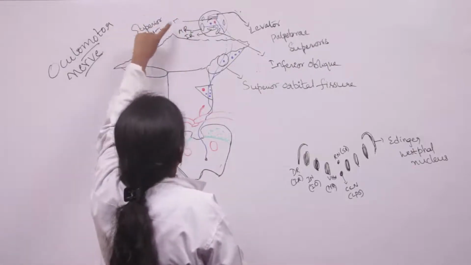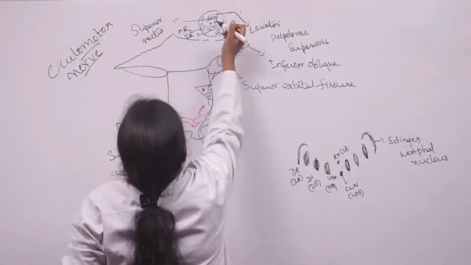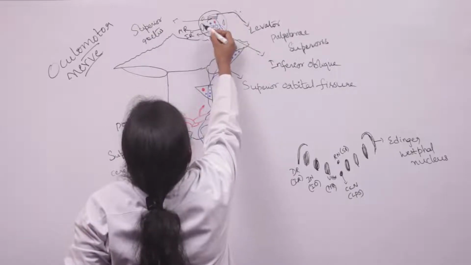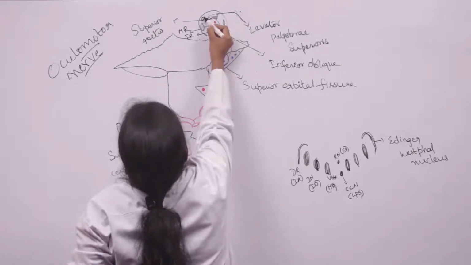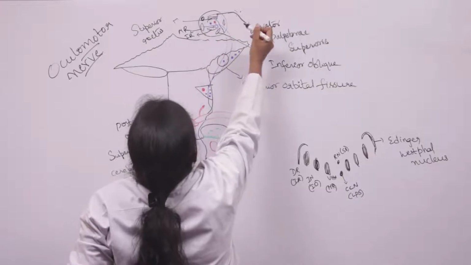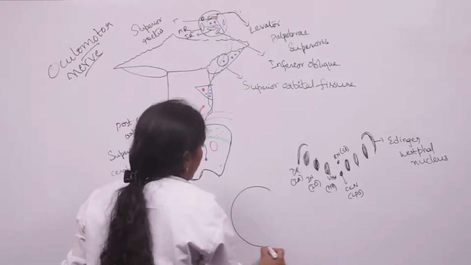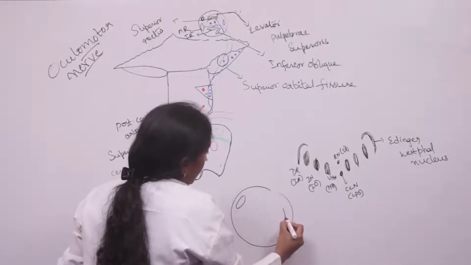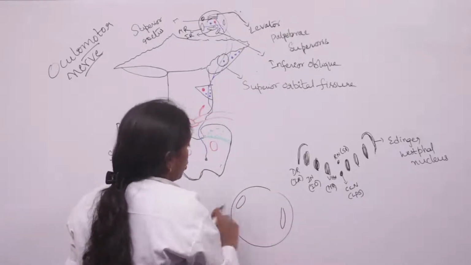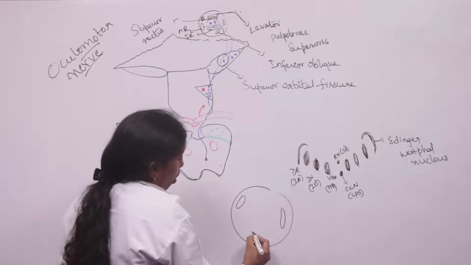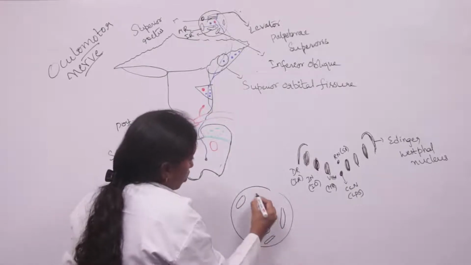and lateral rectus muscle. Here is the superior oblique muscle, except the superior oblique and lateral rectus muscle. It supplies all the muscles of the eyeball except these two muscles.